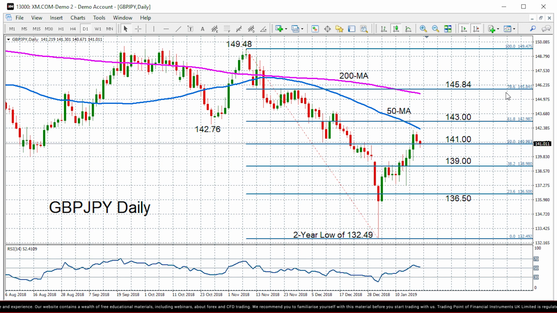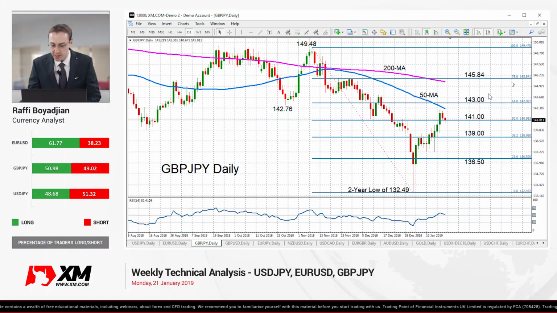That's the 78.6% Fibonacci, and that would also help shift the neutral to bearish outlook in the medium term to a more bullish one.